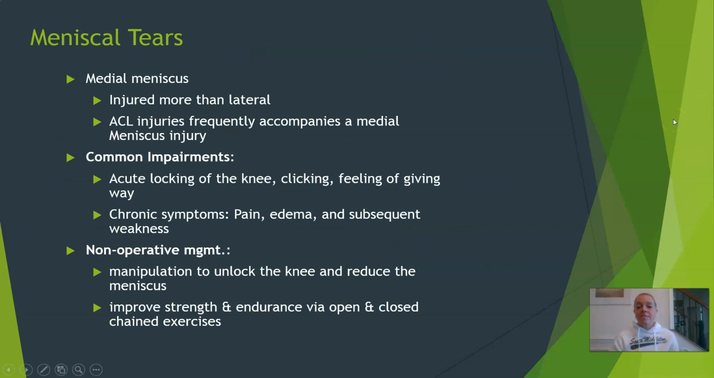All right, moving into meniscal tears. Again, medial meniscus is most often implicated. The lateral one, we can have tears in the lateral meniscus, but they are not quite as common. And again, also because the ACL is attached to the medial meniscus, we often see those injured together. Common impairments that we see with meniscal tears are going to be a locking of the knee, a clicking sensation, a feeling that the knee is giving out on the patient. They will have pain, edema often, and weakness of the knee.